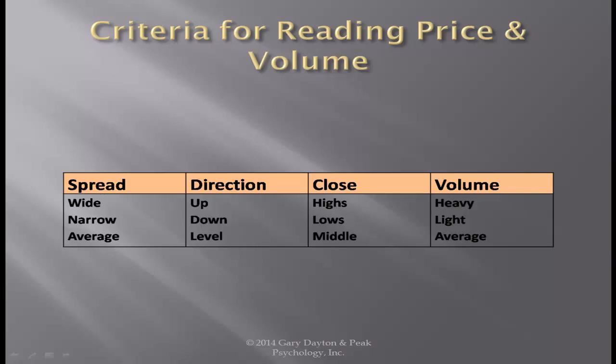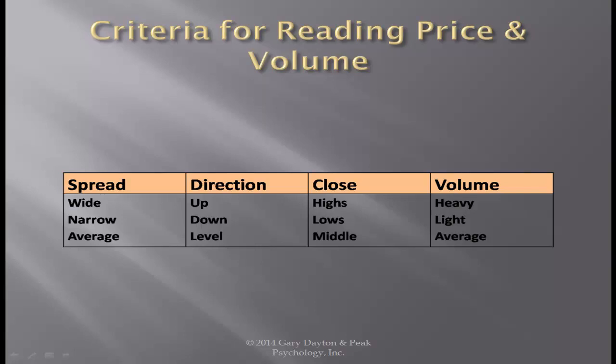So now with these characteristics, we have a language that we can use. We can have a wide spread up bar that closes on its highs on very heavy volume. Or we could have an average down bar that closes in the middle on fairly light volume. Each of those will mean a different thing, okay? Depending also on where the price bar occurs in the context of the market. The market structure in the background is always very important when we're reading price bars.